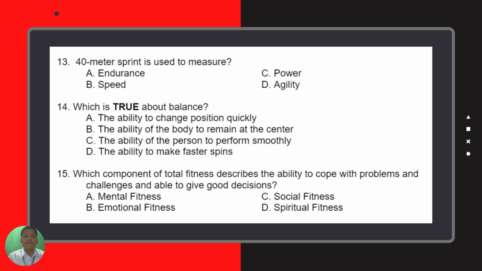For number 13, 40-meter sprint is used to measure. Number 14, which is true about balance? Number 15, which component of total fitness describes the ability to cope with problems and challenges and able to give good decisions?